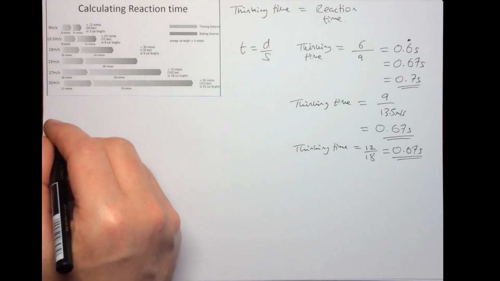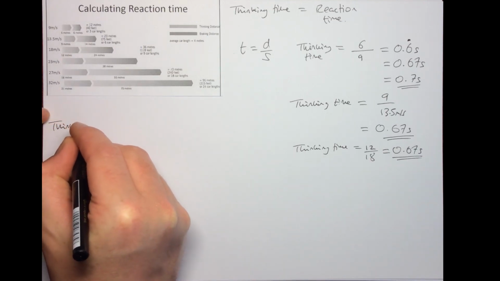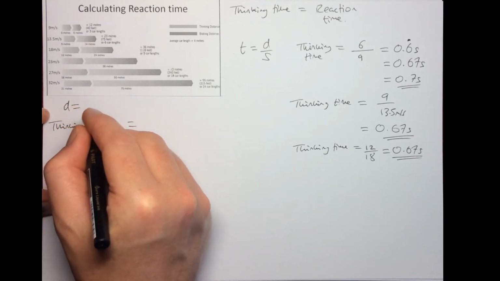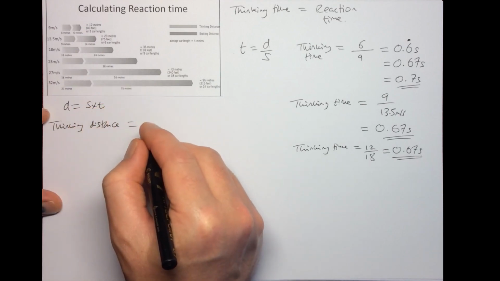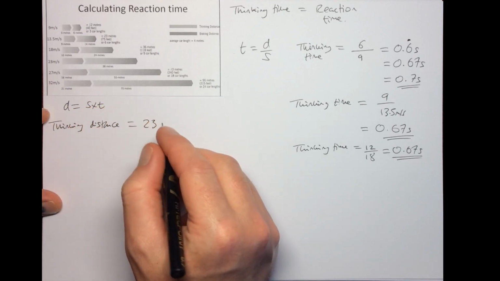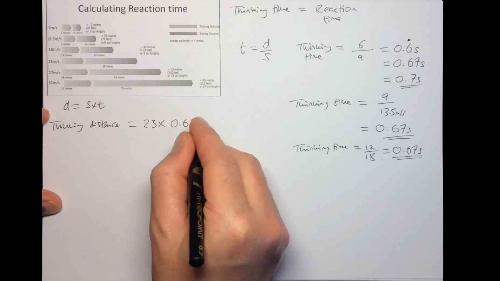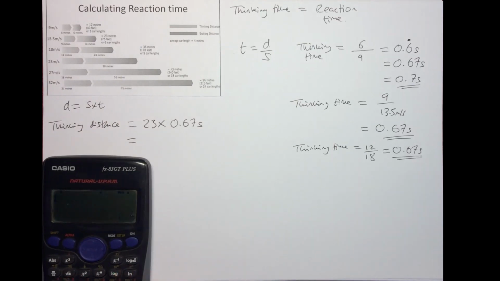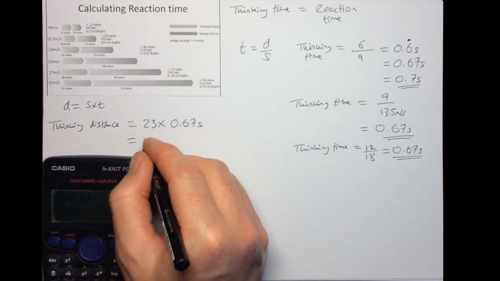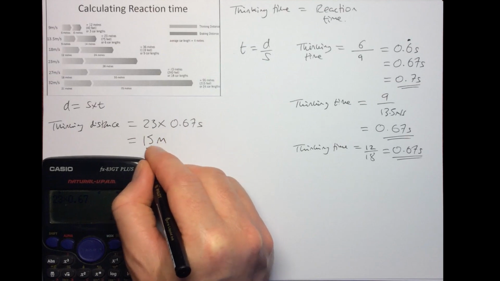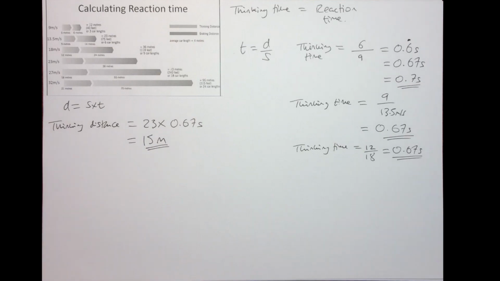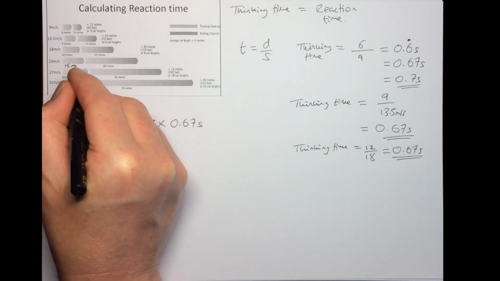But let's just confirm that. So the thinking distance here is going to be equal to, distance is equal to speed times time. So the speed here is 23 meters per second, and we're going to multiply that by the thinking time, which we know is 0.67 seconds. So let's work that out. So you can then do 23 times 0.67, and that's going to give you 15 meters. Again, because of the rounding issues here, it's not exactly 15. You get the idea. But that's 15 meters there.